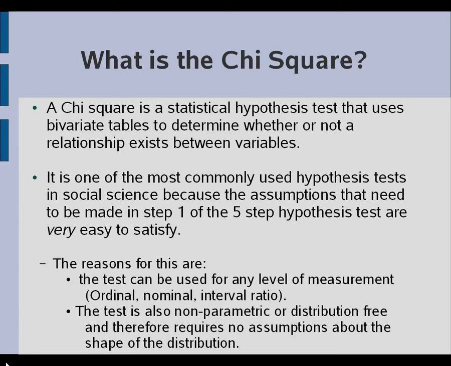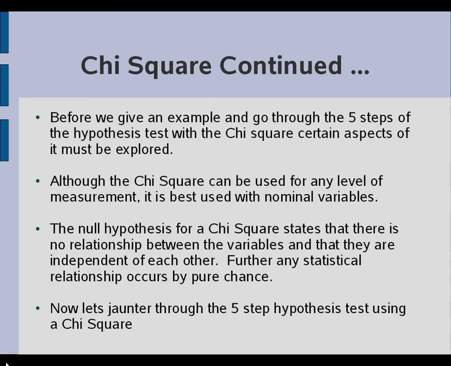The reasons for this are the test can be used for any level of measurement: ordinal, nominal, interval ratio. The test is also non-parametric or distribution-free, and therefore requires no assumptions about the shape of the distribution. Before we give an example and go through the 5 steps of the hypothesis test with the chi-square, certain aspects of it must be explored.